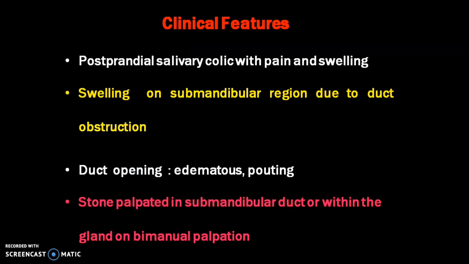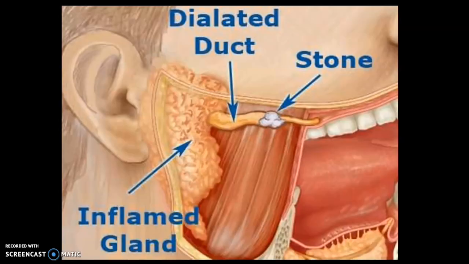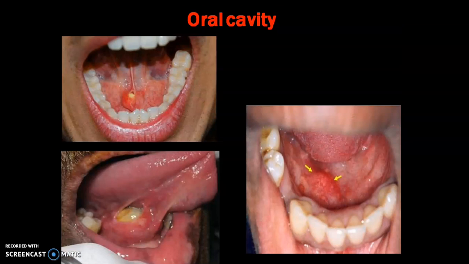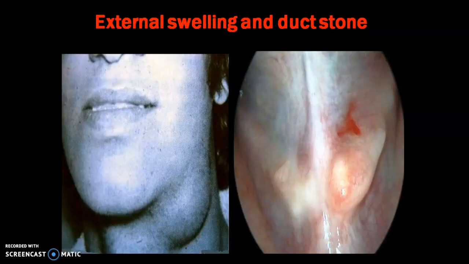What are the clinical features in cases of sialolith? There is postprandial salivary colic, with pain and swelling in the submandibular region due to duct obstruction. The duct opening can be edematous or pouting, and the stone can be palpated in the duct or within the gland on bimanual palpation. This is a picture showing the stone in the submandibular duct, and the gland is inflamed. And this is the stone in the duct that opens in the floor of the mouth, and it can be palpated by bimanual palpation. This is the external swelling, and the duct stone is seen in the floor of the mouth.